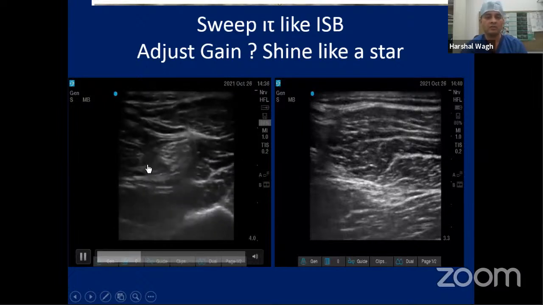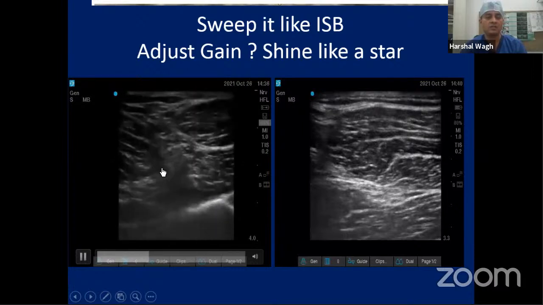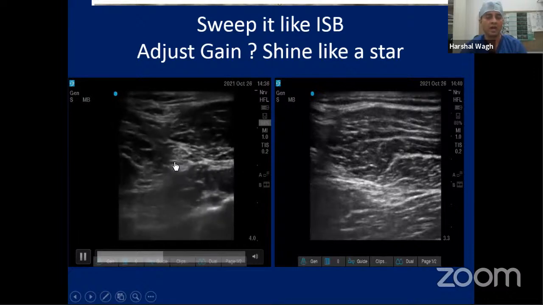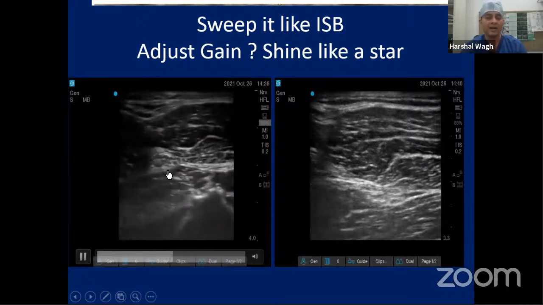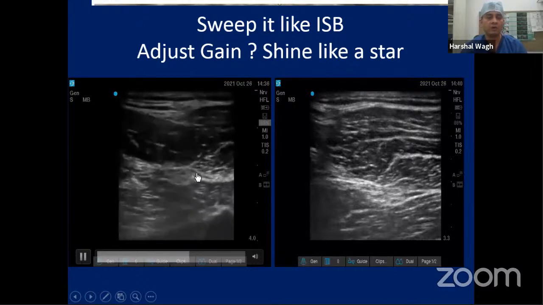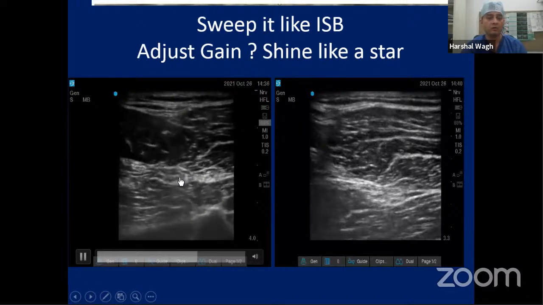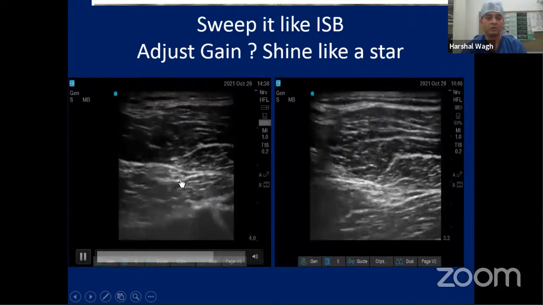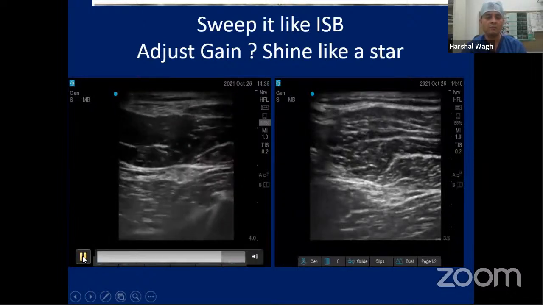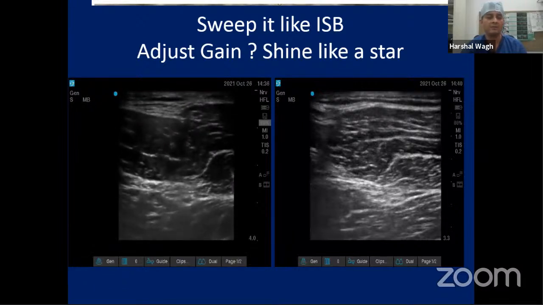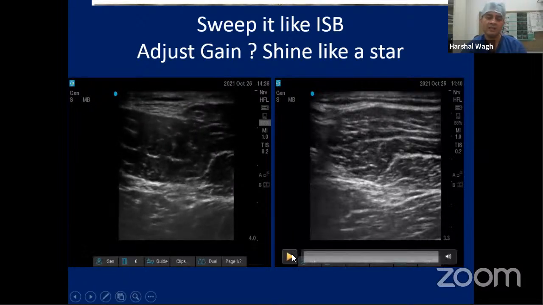One can also see in the scan how the sciatic nerve changes shape, from round to oval to triangular to almost completely flat as I scan up my thigh, which comes almost just below the gluteal fold. So it's almost oval and flat in this area as well. If you come to know what the shape of the sciatic nerve is going to be along the thigh, that also helps in identification of the nerve. The other thing that one can do is gain. That's another tip.